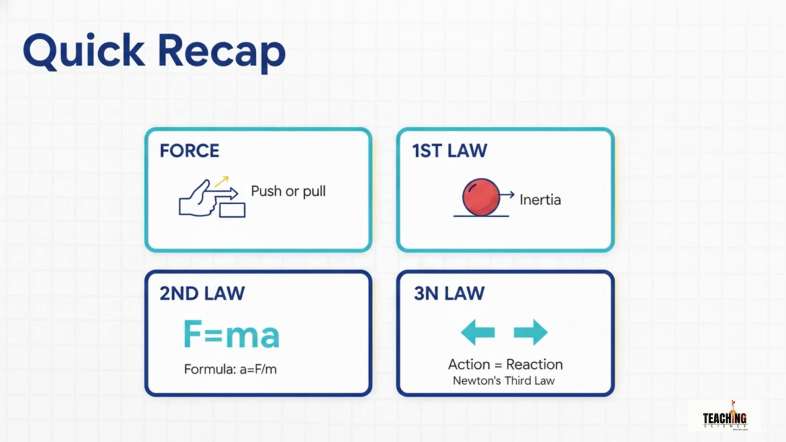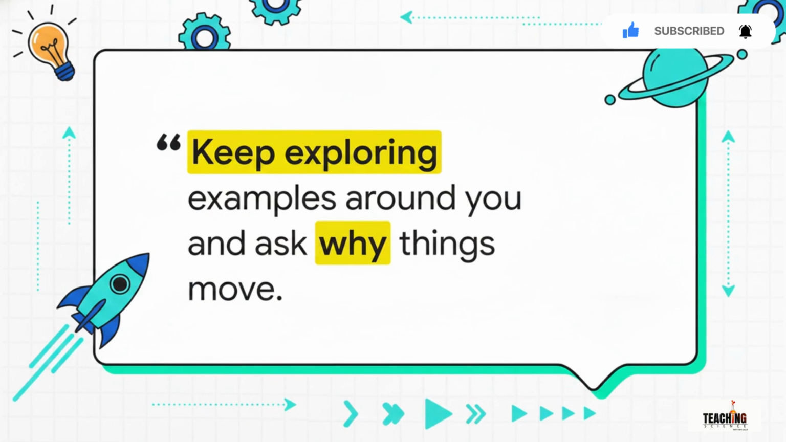Newton's first law, the law of inertia, tells us objects maintain their state of motion unless a net force acts on them. The second law proves that acceleration depends on the net force applied and the object's mass. And the third law, forces always occur in equal opposite action-reaction pairs. Before you go, think about this. Next time you take a simple step forward, ask yourself, which of Newton's laws is actually pushing you ahead?